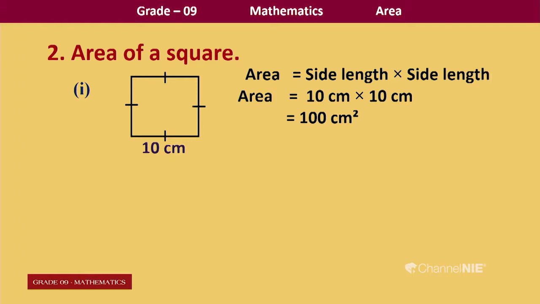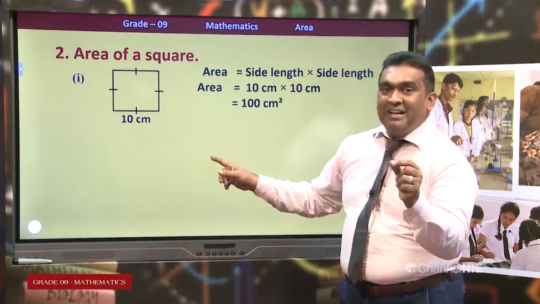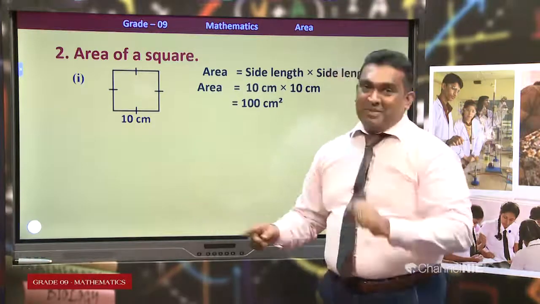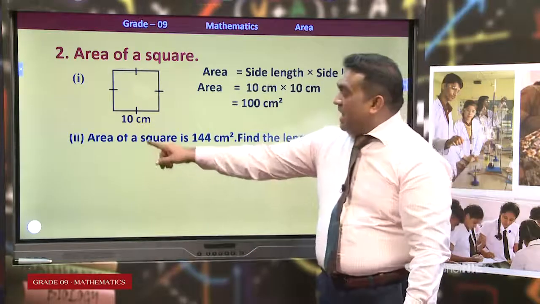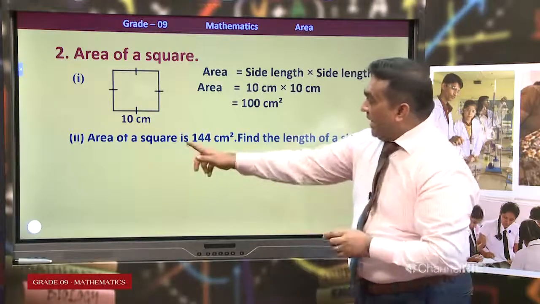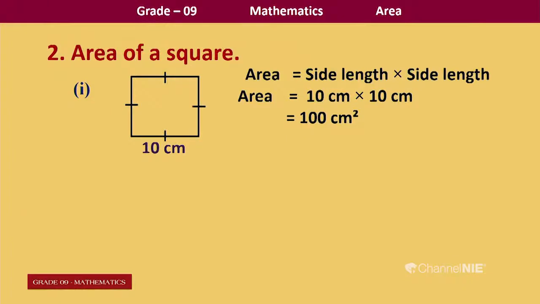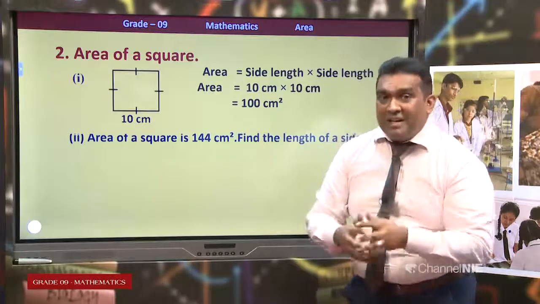We know that 100 is a square number. Area is equal to a square number, right? Now the opposite case. Area of a square is 144 square centimeters. Find the length of a side. Then you have to find out which square number is 144. What are the numbers to be multiplied to get 144?